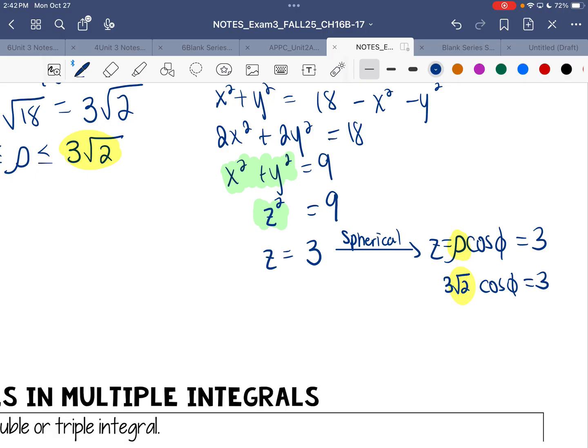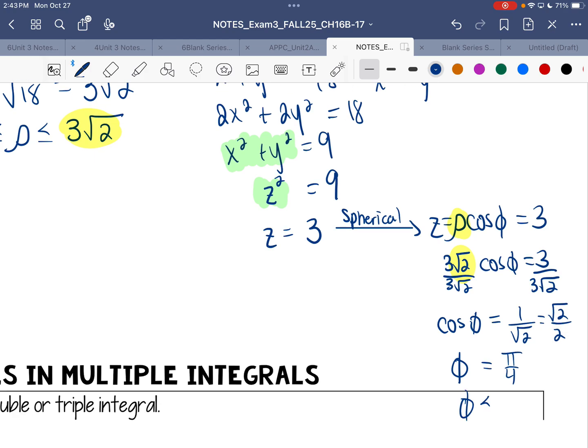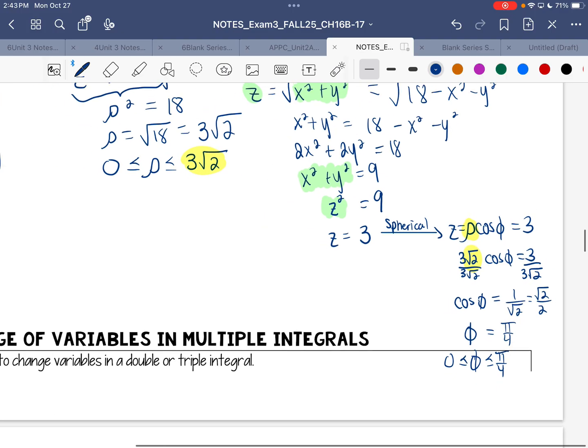So we're still trying to solve for cosine. Divide by 3 square root 2. We have 1 over the square root 2, square root 2 over 2. So what would phi have to be between? And remember, phi has to be between 0 and pi. So what does phi actually equal here? Pi over 4. So then our phi's are going to be smallest phi is 0, biggest is pi over 4.